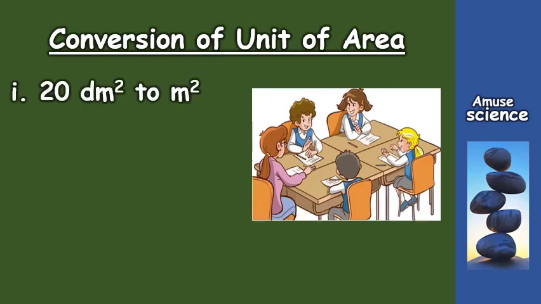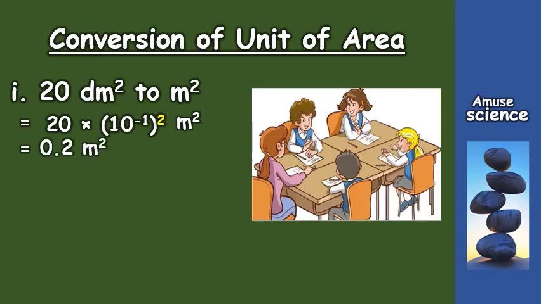So here you would realize that we are just to do substitution. We are to substitute the value of the deci into our final answer. And so we are going to get 20 times 10 exponent minus 1, all exponent 2. And this converts our answer to meter squared. Applying indices, we are going to get our final answer to be 0.2 meter squared.